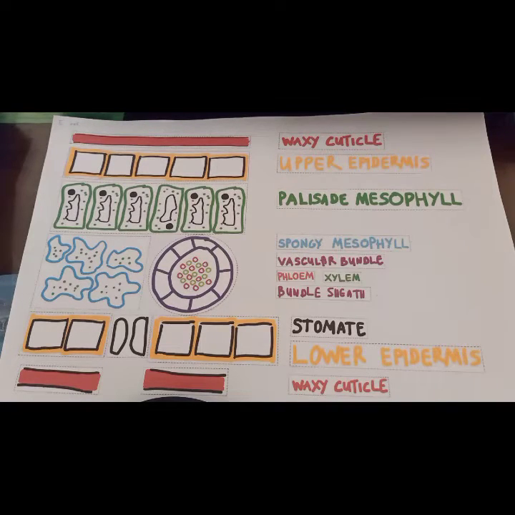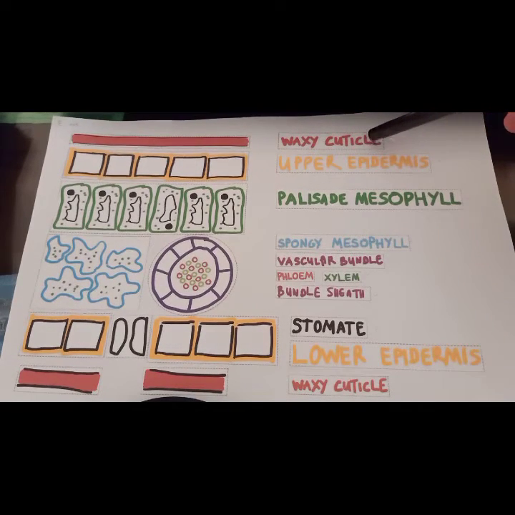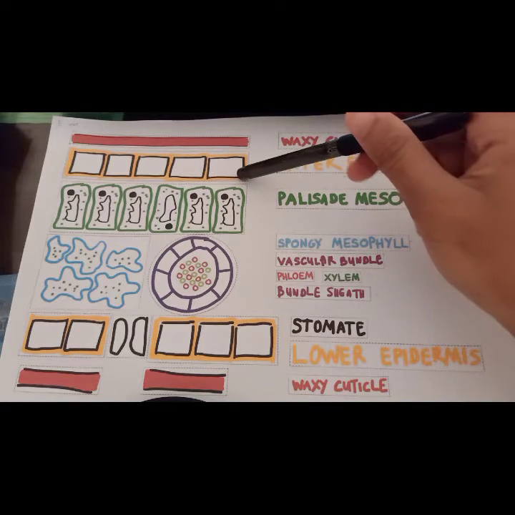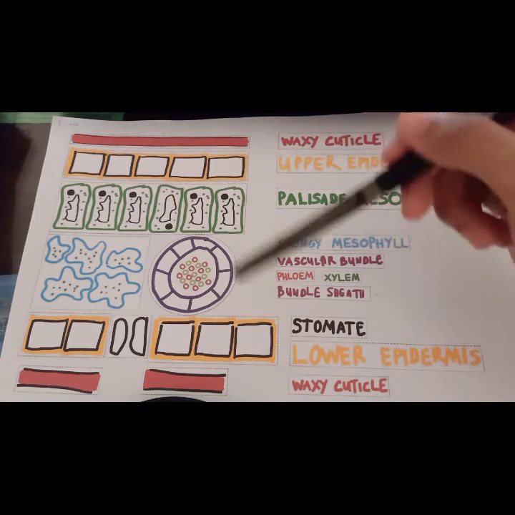As we can see, this is the structure of the leaf and each component of the leaf. This is the waxy cuticle, which is in red color. It is used to reduce the rate of water loss from the leaf surface. This is upper epidermis and this is lower epidermis. Epidermis is in yellow color.